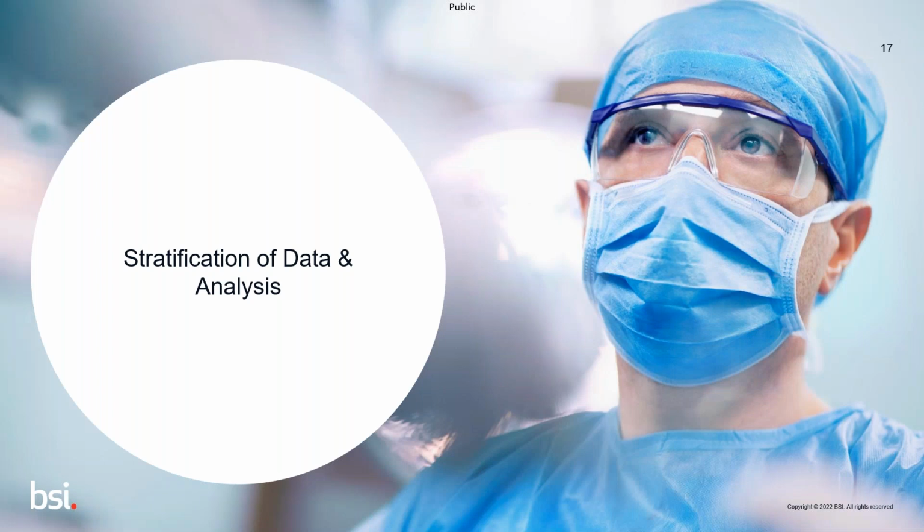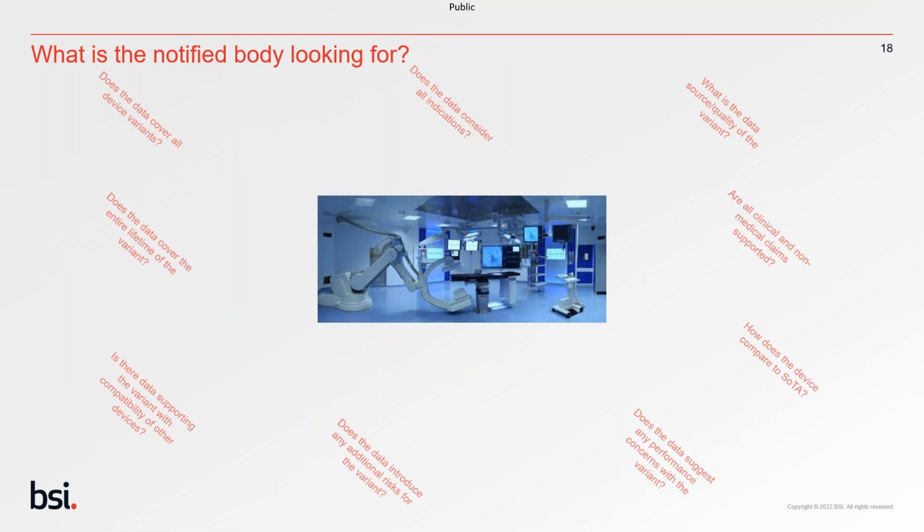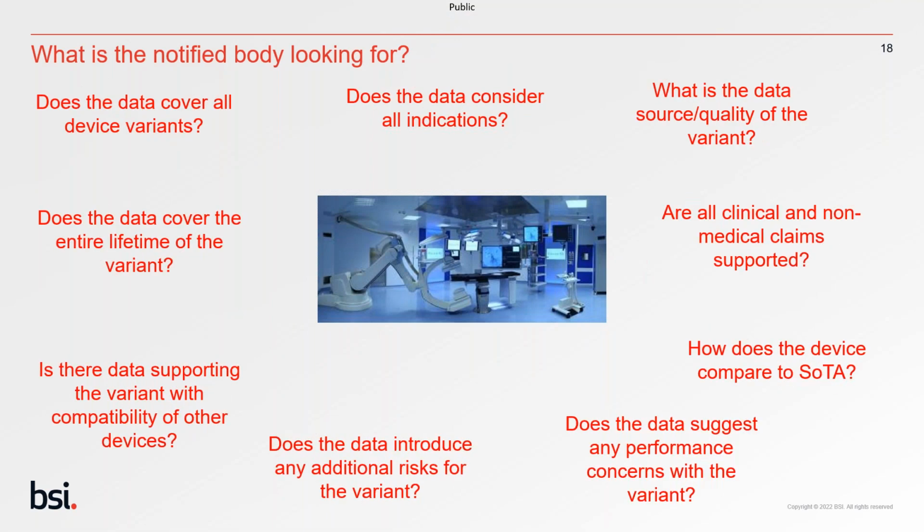Okay, so we've talked a little bit about clinical investigations. We're now going to touch upon stratification of data and analysis. One of the big things why clinical evaluation reviews perhaps take so long with, I think, all notified bodies, in fairness, is because we have to really go in and search for information. And when we're looking for that information, we're making sure that, of course, it really does cover all of these questions. Is the data covering all device variants? Is it covering all the indications?